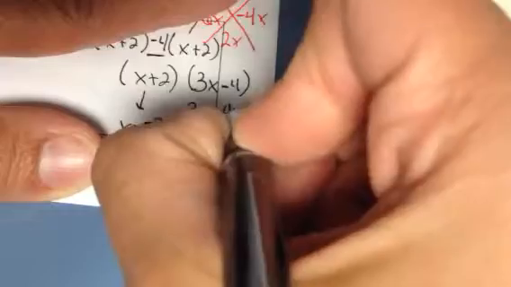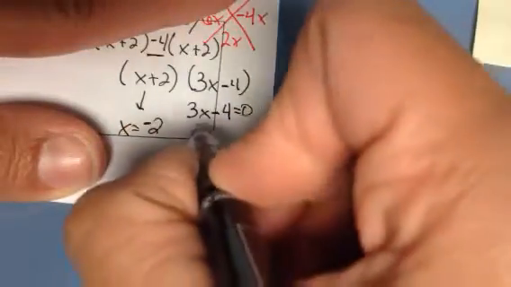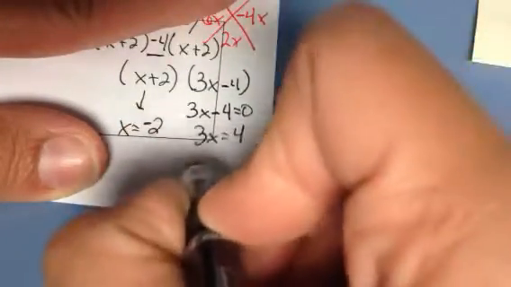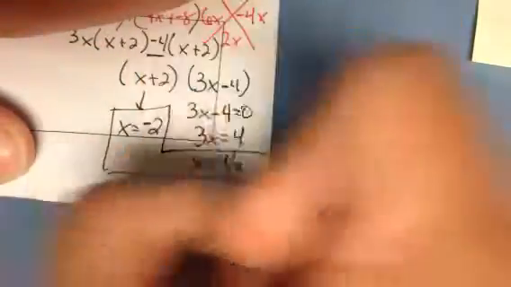And this one, if you don't see it, set it equal to 0. 3x minus 4 equaling 0. I'm going to add 4. And I'm going to divide by 3, and I get 4/3. Again, this was not an easy problem.